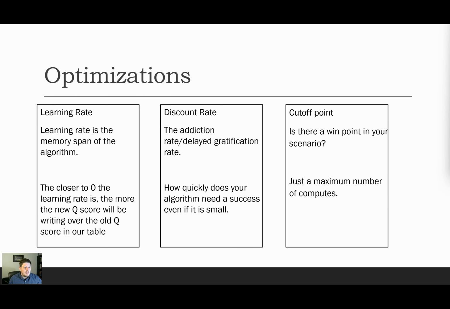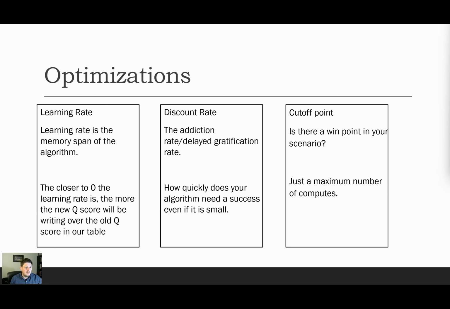The second piece is the discount rate. I like to think of this as the addiction rate. It's the best way I can describe it, of how quickly does your algorithm need to get another hit of that reward. It doesn't matter what size the reward is, even if it's small, it needs to keep getting that reward status over and over and over again. Otherwise, it's going to think it's failing.